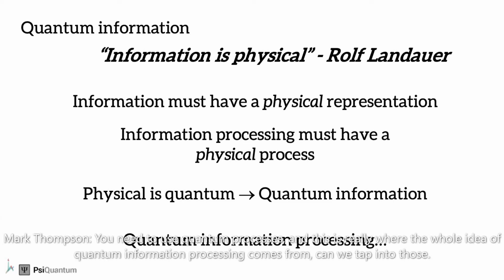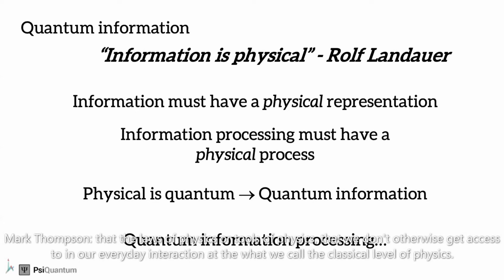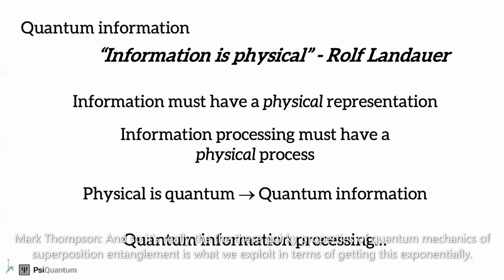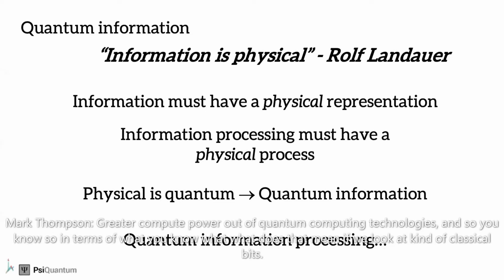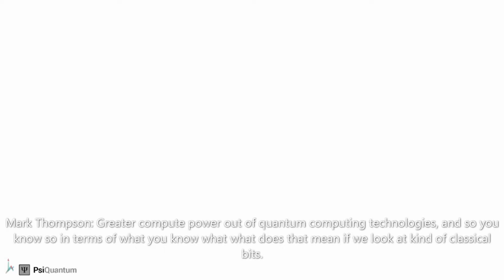Can we tap into those, let's say, laws of physics or tools of physics that we don't otherwise get access to in our everyday interaction at what we call the classical level of physics? It's really these quirky properties of quantum mechanics, of superposition and entanglement, that we exploit in terms of getting this exponentially greater compute power out of quantum compute technologies.